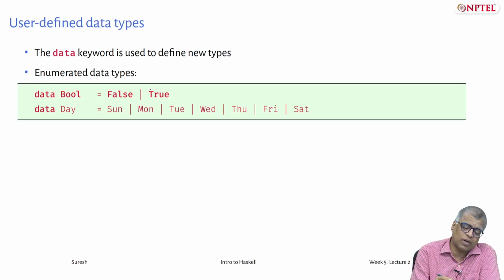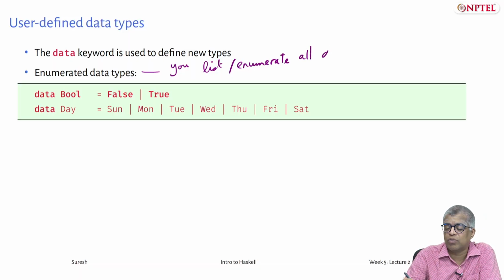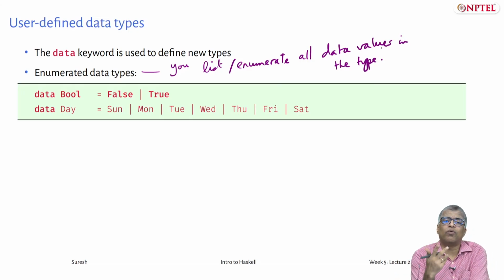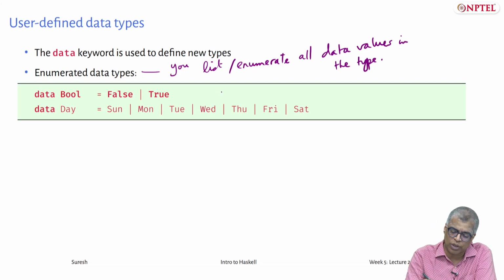So these types are called enumerated data types. You list or enumerate all data values in the type. There are only two values in Bool, False and True, and you have listed them. And as I mentioned earlier in a previous lecture, the order in which you list the values induces an order on the data type. So False is less than True actually.